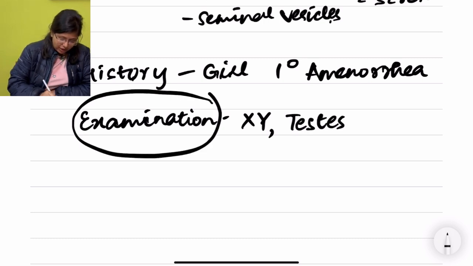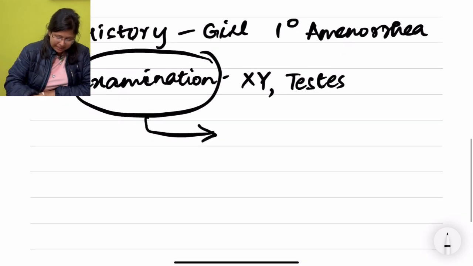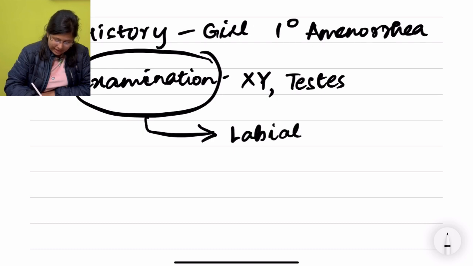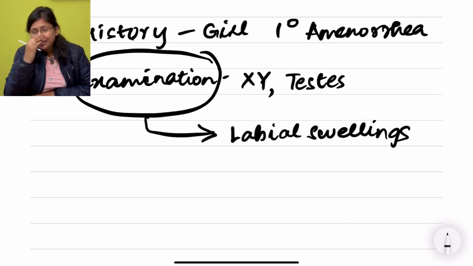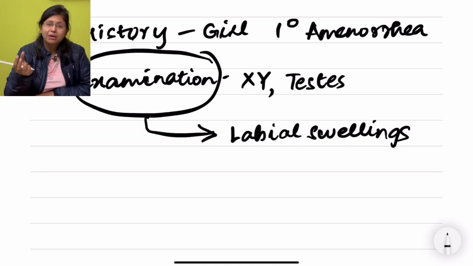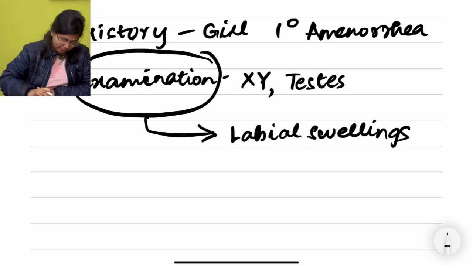Or more importantly, on examination, sometimes to fool you, they might give you something like labial swellings. Typically in a male, because of the formation of the scrotum, the testes is able to descend down the inguinal canal. But in females that space is not available. If the external genitalia is female, because this child is being reared as a female, the testes are going to get stuck at the inguinal canal, and this is going to present as labial swellings. So this is typically the case scenario that will be given to you.